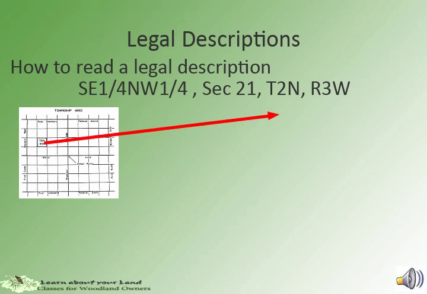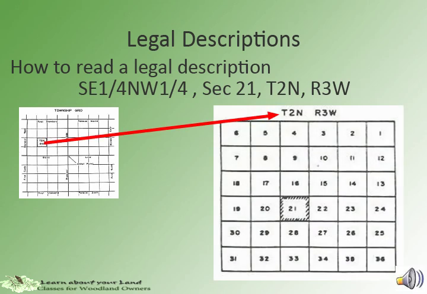Within that township and range, we move on to find the section. Section numbering always starts in the northeast corner and zigzags back and forth to finish in the southeast corner. Our section is number 21, which means it is 4 miles to the west and 4 miles to the south of the first section.